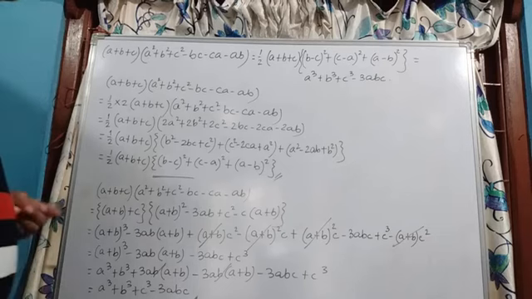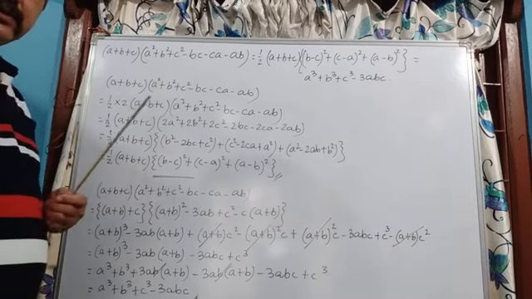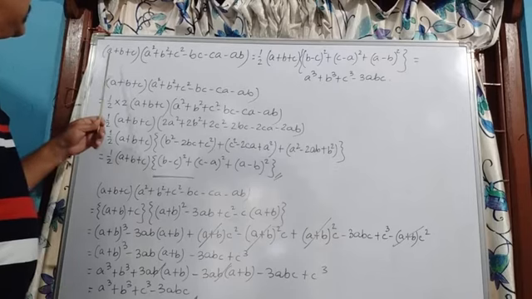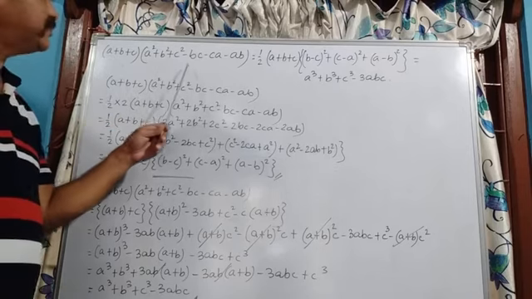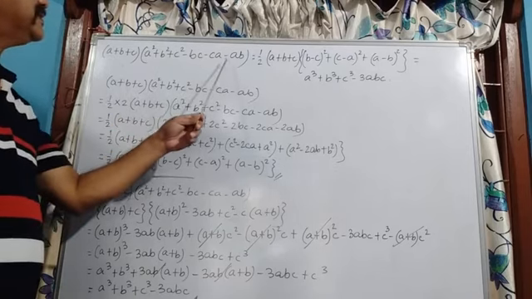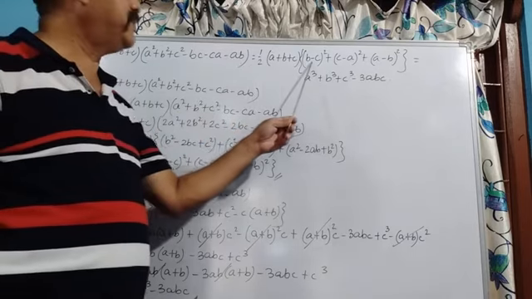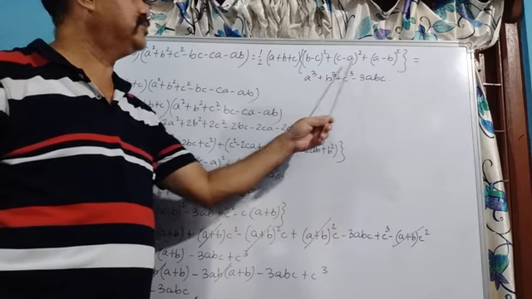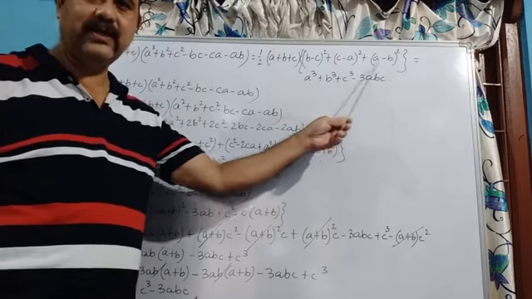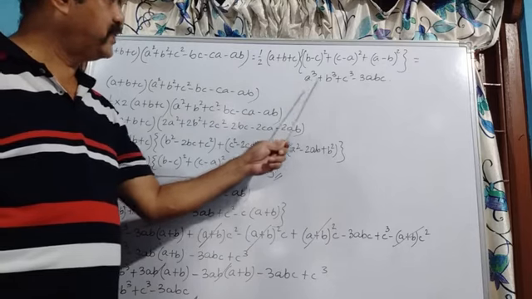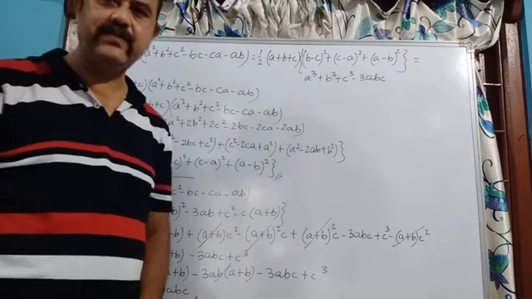Okay, class 8. Look at this identity. So this identity, you see, this one is a plus b plus c multiplied by a square plus b square plus c square minus bc minus ca minus ab equal to half into a plus b plus c multiplied by b minus c whole square plus c minus a whole square plus a minus b whole square. This is one. And the other one is equal to a cube plus b cube plus c cube minus 3abc.